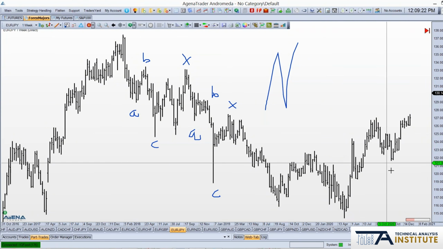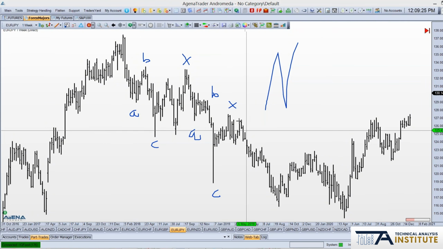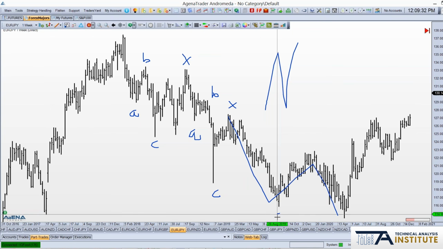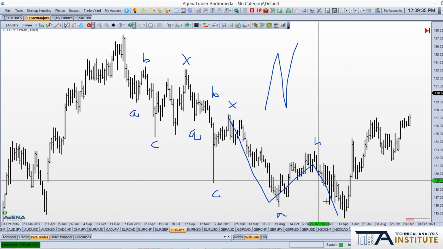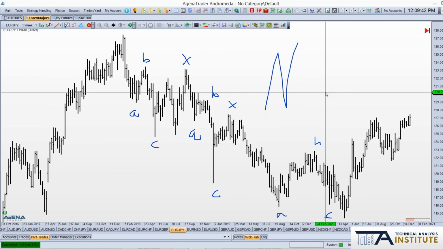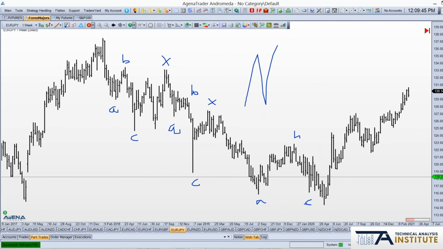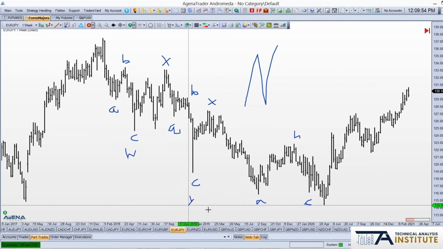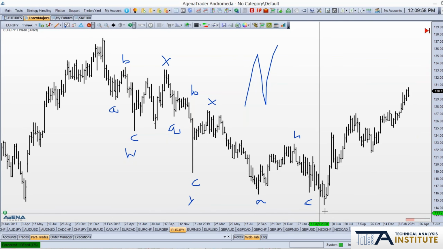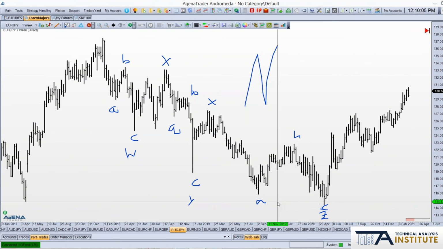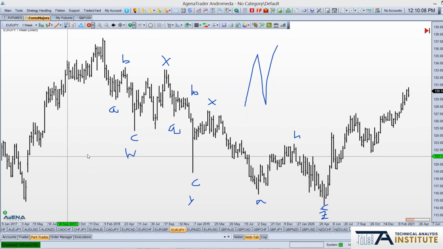And then look what we have after that. We have down, up, down. So we have another A, B, and C. So basically, how many zigzags do we have here? Well, we have the first one that we typically call W, and then the second one that we typically call Y, and after the X, the last one is called Z. This one should go here. Okay, so we basically just labeled a triple zigzag.